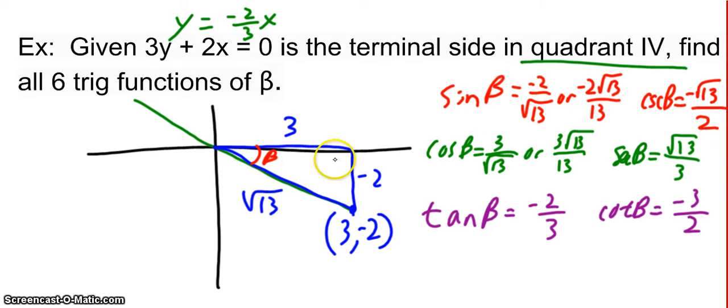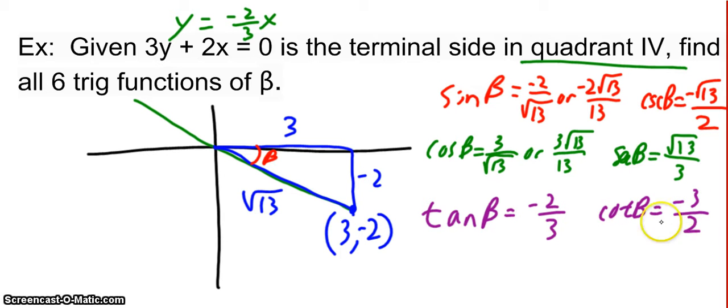The sine of beta is -2 over root 13, or -2 root 13 over 13. The cosecant of beta then is -root 13 over 2. Cosine of beta is 3 over root 13, or 3 root 13 over 13. And the secant of beta then is root 13 over 3. The tangent of beta is -2/3, and the cotangent of beta is -3/2.